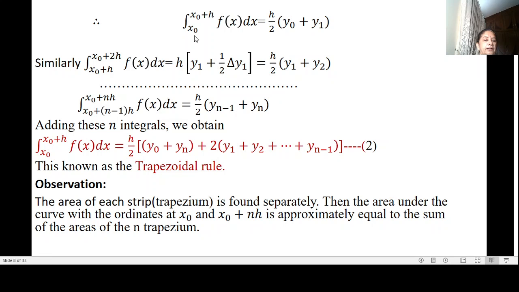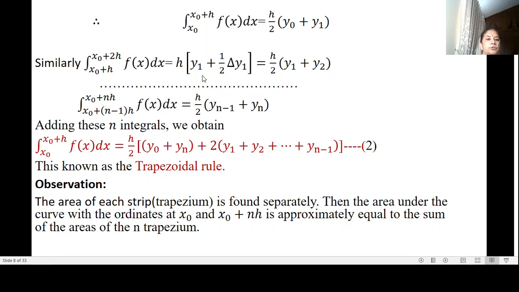So adding all these integrals, on the left hand side we have x0 to x0 plus nh, isn't it? The integral from x0 to x0 plus h, then x0 plus h to x0 plus 2h and so on. Finally we get x0 plus n minus 1 into h to x0 plus nh, which is equal to h by 2 times y0 plus yn. See here, y0 plus yn plus 2 times the remaining values. y1 is repeated twice, y2 is repeated twice, yn minus 1 is repeated twice. So we have h by 2 into y0 plus yn plus 2 times y1 plus y2 plus etc. plus yn minus 1. So this rule is known as the trapezoidal rule.